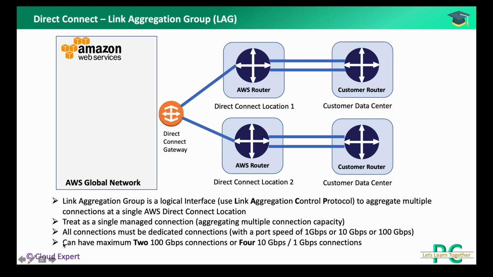So this point is very vital. You can have a maximum of 200 Gbps, or 4 connections of 10 Gbps or 1 Gbps, which you can aggregate in a LAG, or link aggregation group. So as I explained, I can create 2 LAGs, LAG 1 for Direct Connect location 1 and LAG 2 for Direct Connect location 2. Hope this concept is clear to you.